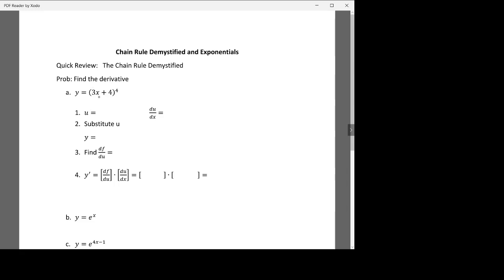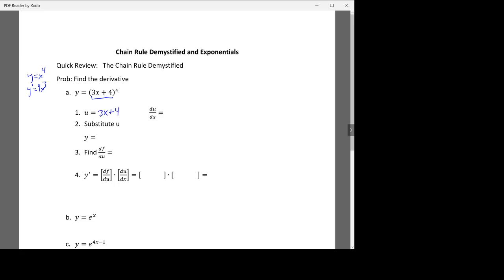And so what we do is we say, well, this little thing in here, 3x plus 4, it kind of reminds us of y equals x to the fourth. And if you had y equals x to the fourth, you could just use the power rule and get the derivative with 4x to the 4 minus 1, 4x cubed. Except instead of x, we have 3x plus 4. So what we do is we call that 3x plus 4 a u. That's the thing that we're kind of substituting there.